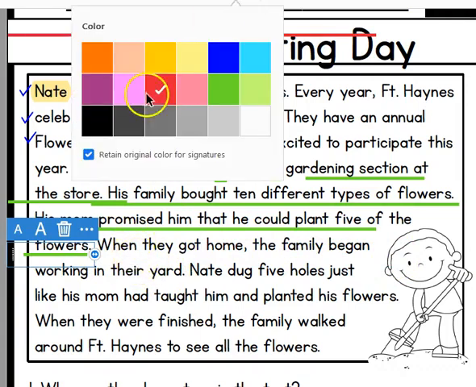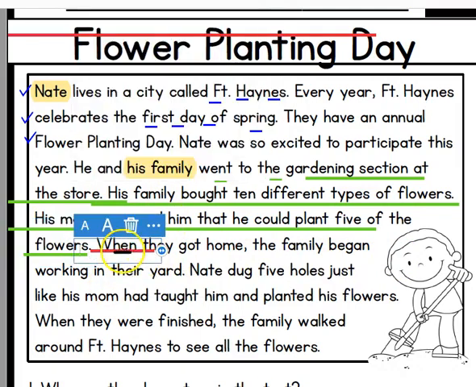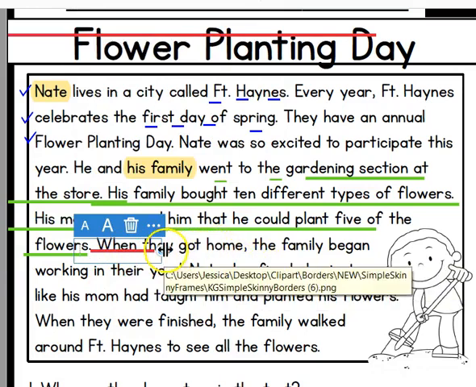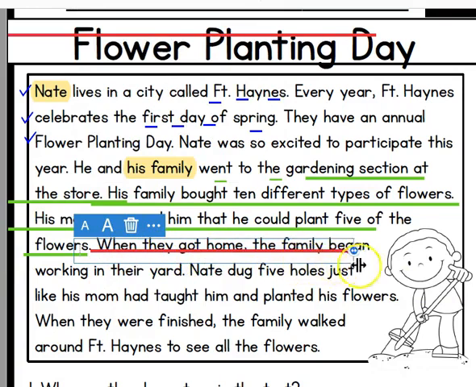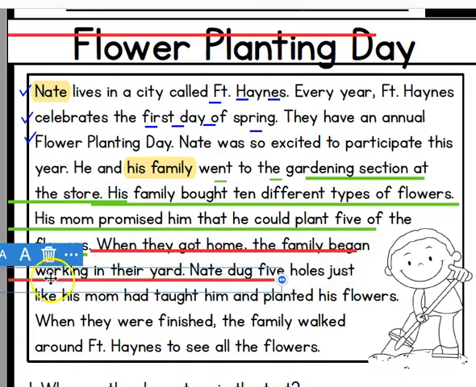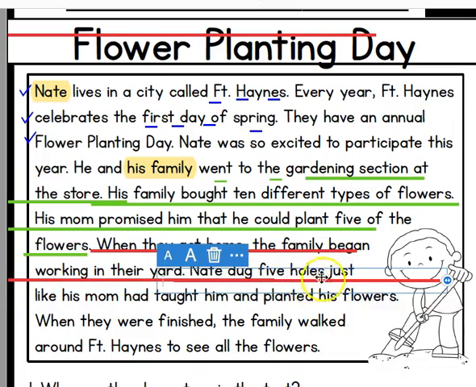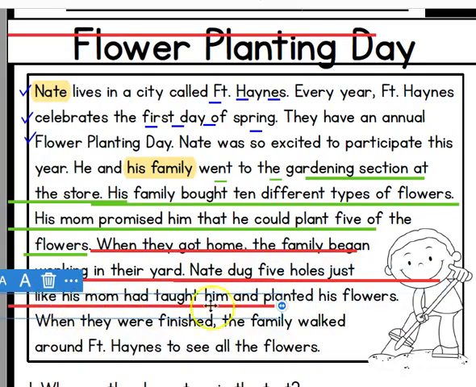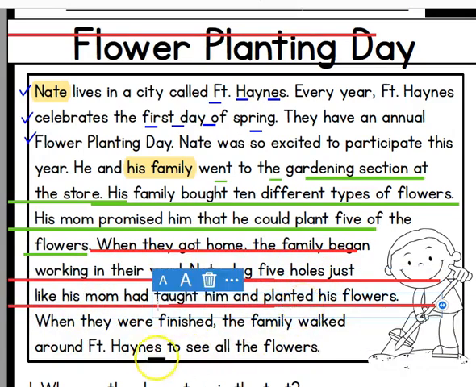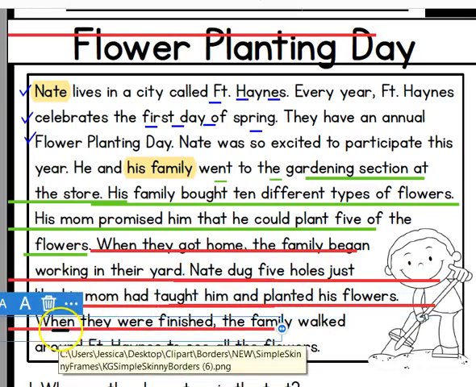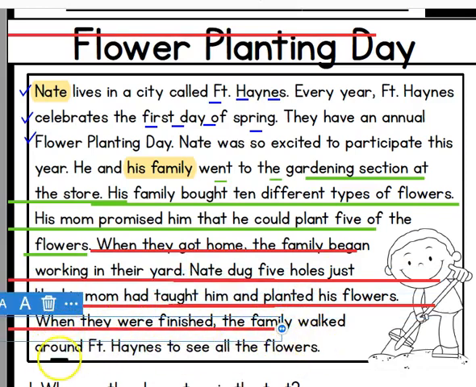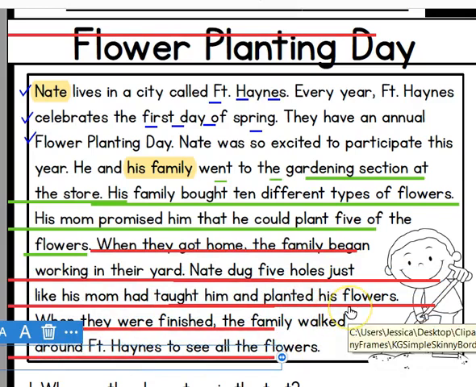Let's go to red. When they got home, the family began working in their yard. Nate dug 5 holes. Just like his mom had taught him and planted his flowers. When they were finished, the family walked around Fort Haines to see all the flowers.